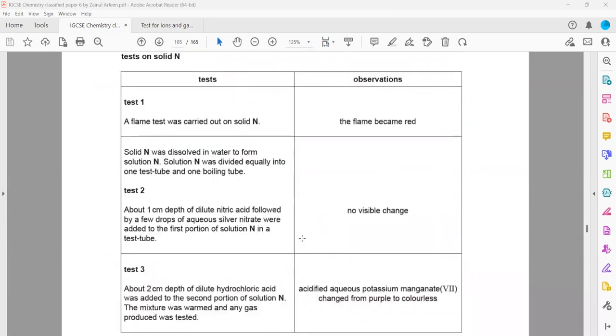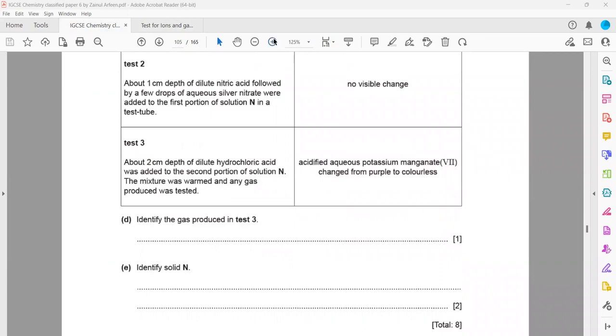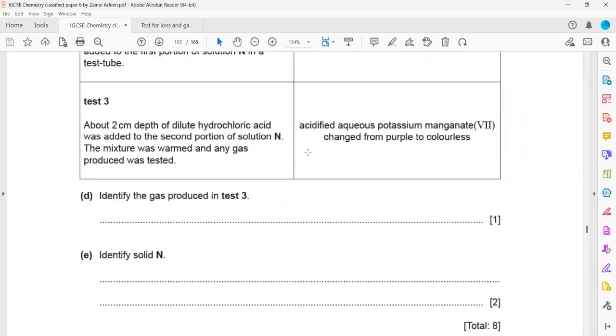Identify the gas produced in test 3. Which gas is produced in test 3? Sulfur dioxide. Identify solid N. We identified that it contains lithium and we identified the sulfite. So it is lithium sulfite.